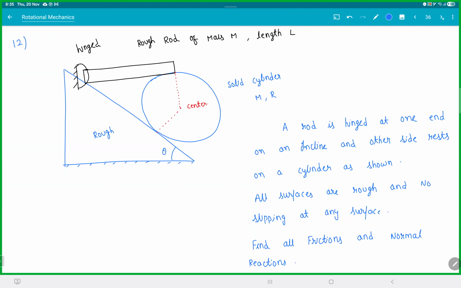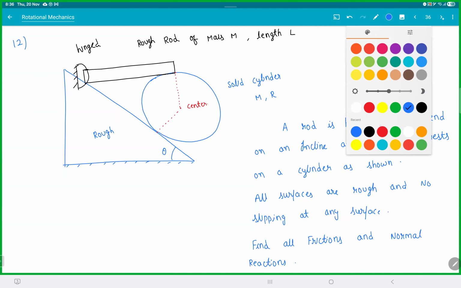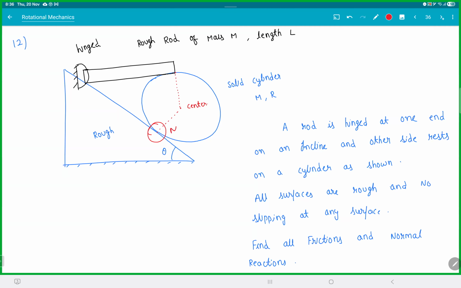So just to give an idea, how many normals are there? Here there is one normal reaction, there is one friction. Here there is one normal reaction, there is one friction. So I want you to find these four basically. There is a normal between the rod and the cylinder, there's a normal between the cylinder and the incline, and there are two frictions also.